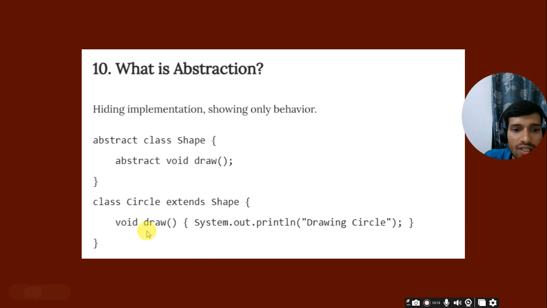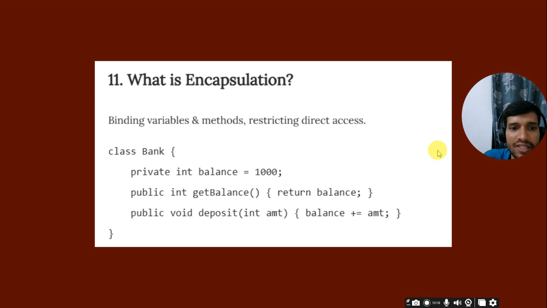So if someone is calling this draw, then it will get the result. It doesn't know how the implementation is being done.